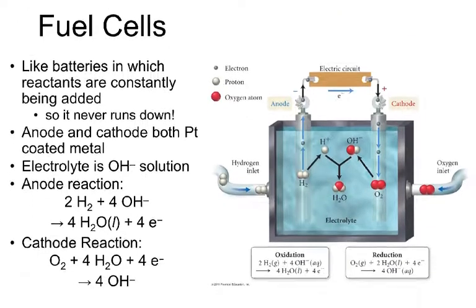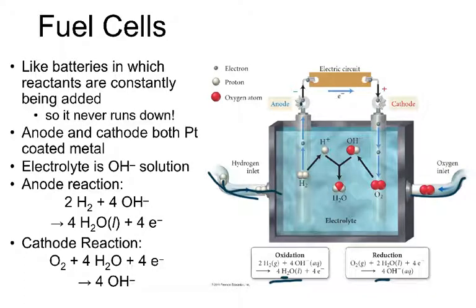Fuel cells are another application of this chemistry. They're like batteries, but you're constantly adding in reactants so they don't run down. And then you have platinum electrodes, but you're reacting hydroxide and hydrogen to form water for your product. And you can get a current out of that.